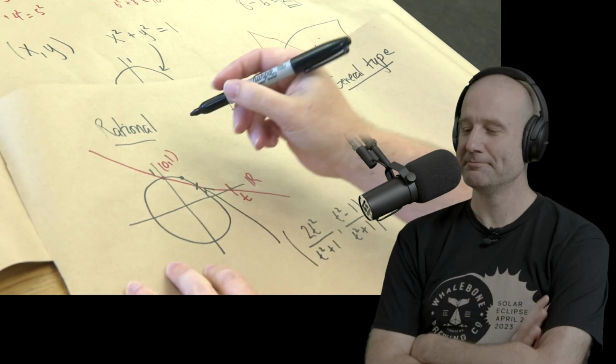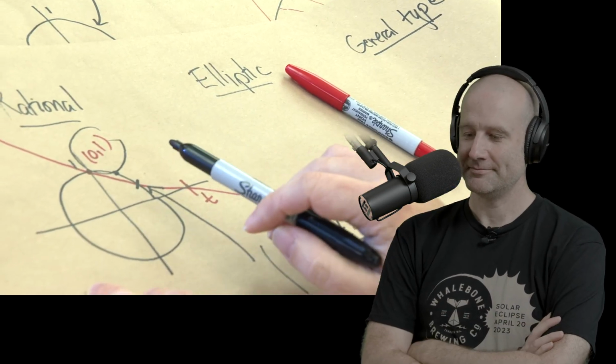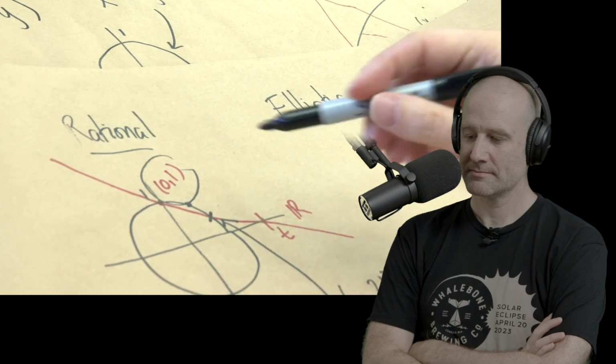So rational curves have this property that the moment you have one point, and I need one point to get started, then I can use that one point to construct lots and lots and lots of other points.